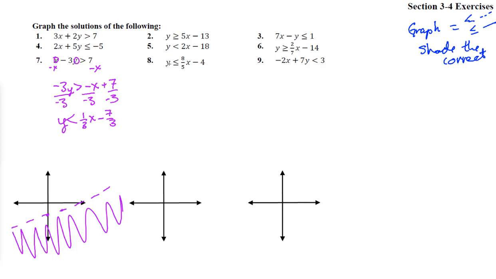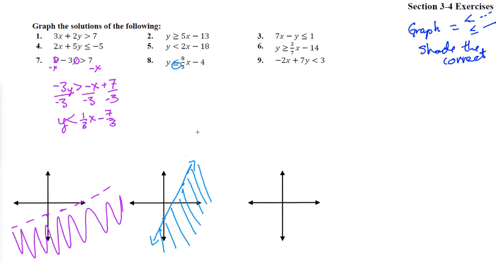All right, number 8. Ooh, it's already in y equals mx plus b format, so we get a slope of 8/5 and a y-intercept of negative 4. So y-intercept of negative 4, about right there. Then up 8 over 5, about right there. And we will graph a solid line because we actually want y equals these numbers, which is a line. So graph it straight down through like that. And it says y is smaller than this line, so the y's go down from there. This entire half of the plane looks like that.